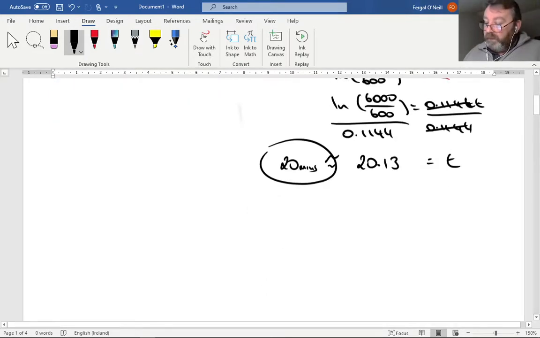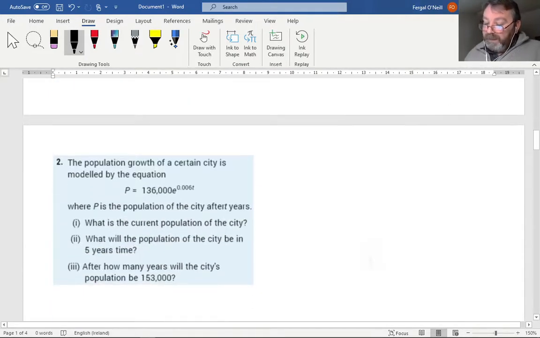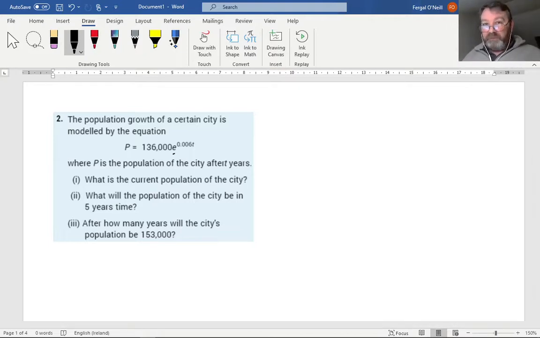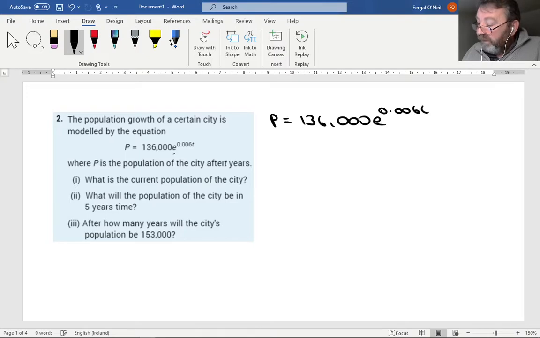Very straightforward. Question 2. A population growth of a certain city is modeled by the equation. Now you'll notice when we're dealing with growth, we're always dealing with exponential functions, because the exponential function is the mathematical model of growth, whether it be bacteria or humans or anything else like that. So we're told this time that we've got P equals 136,000 multiplied by e to the power of 0.006t. So a very similar formula to what we had previously.